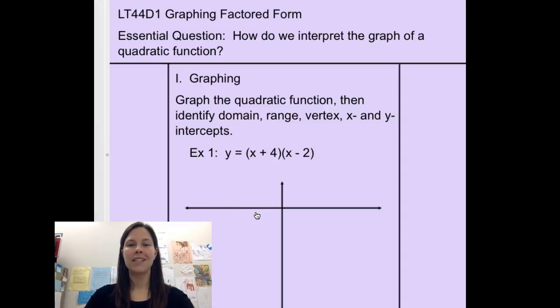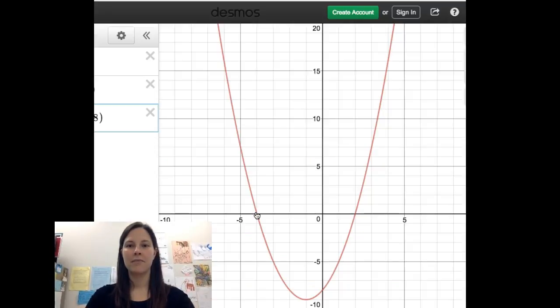We'll be looking for the same information on the quadratic function in factored form as we looked at in vertex form. So our essential question is still, how do we interpret the graph of a quadratic function? Again, we'll start off by graphing on Desmos, and then we'll identify all of this essential information. So here I've got the graph of our first function, y equals quantity x plus 4 times the quantity x minus 2. So let's start identifying all of that important information that we want to know about this graph.